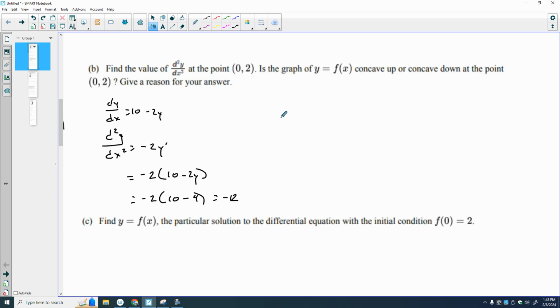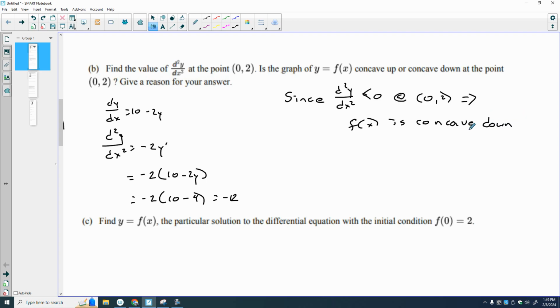Decide if it's concave up or concave down, and give a reason for your answer. Tell them how you know. Since d squared y over dx squared is less than 0 at the point (0, 2), that implies that f of x is concave down. How do I know it's concave down? Because my second derivative is less than 0. Okay?